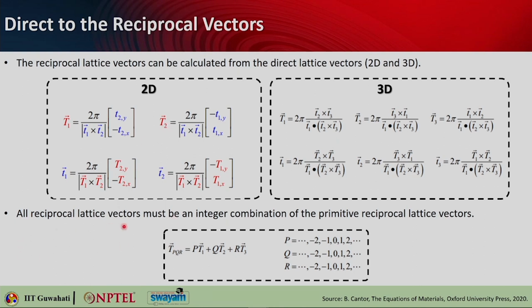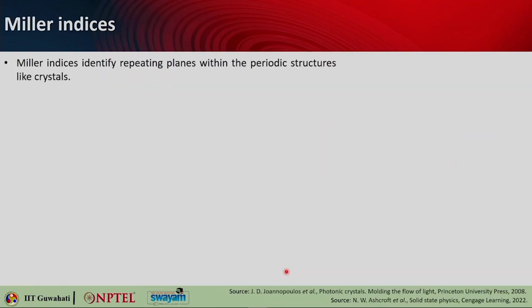And all the reciprocal lattice vectors must be an integral or integer combination of the primitive reciprocal lattice vectors. That means this T, P, Q, R, or it can be called G, capital G, as you have seen. They will be nothing but capital P or L prime, as you have seen before. This is the primitive reciprocal lattice vector T1, T2 and T3. So they are basically integers, P, Q, R. All these are integers. Different books use different notation, just remember these concepts, okay.